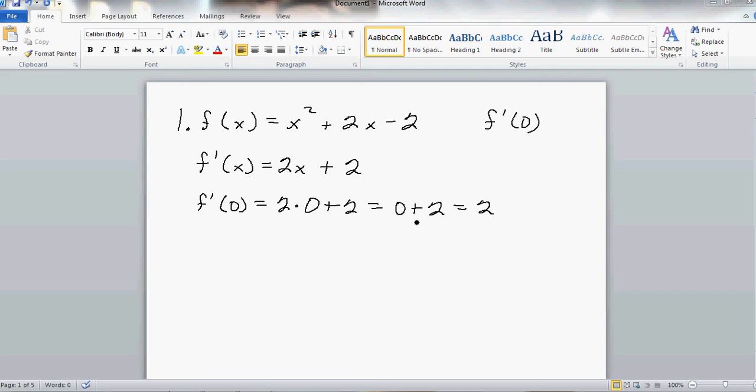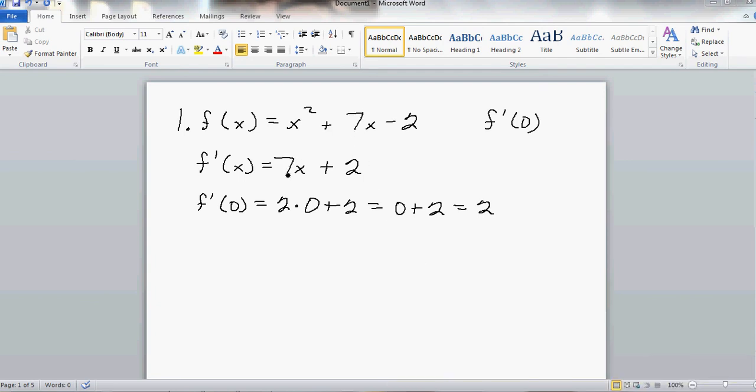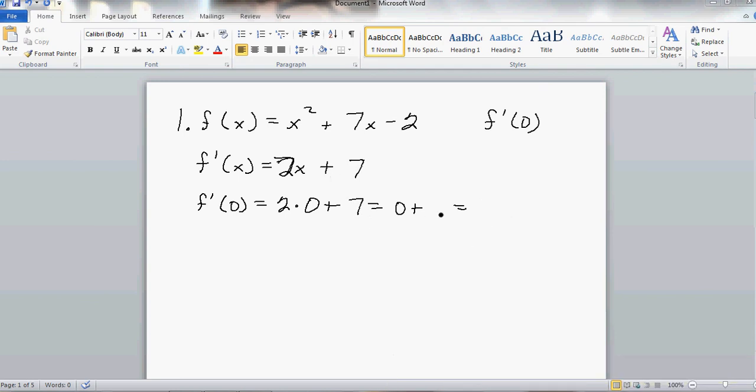And that would all be nice, except I wrote the problem down wrong, so we have to make the corrections, as proof of the first mistake of the year. That was a 7. And so this would still become a 2. And this would become a 7. So f prime of 0 is equal to 7.